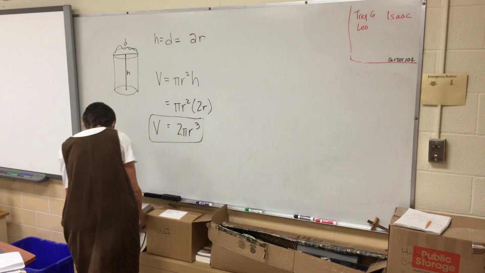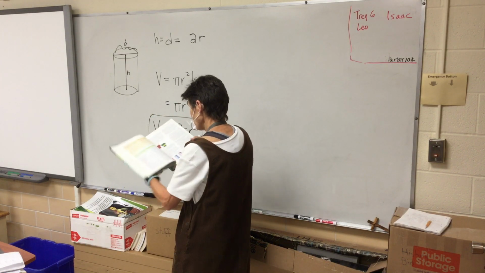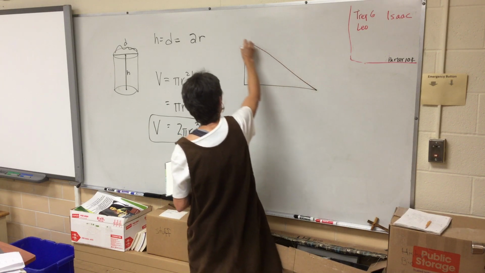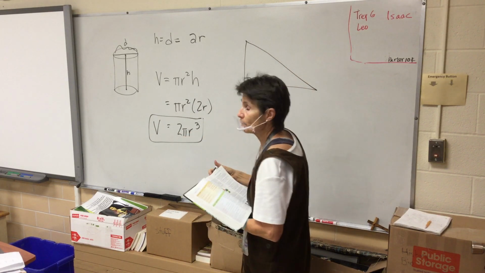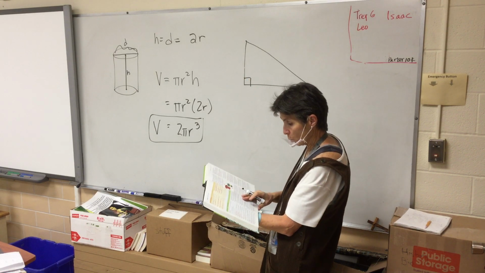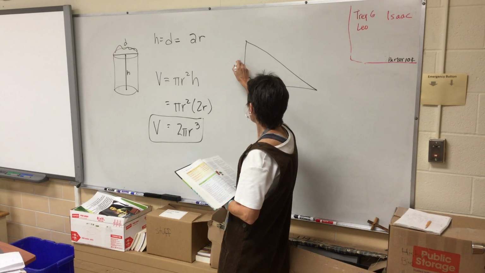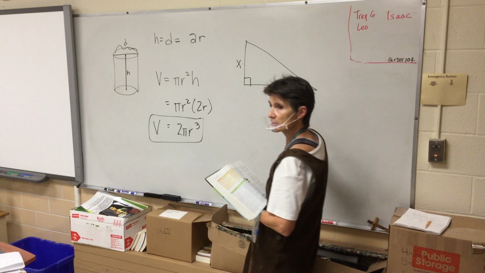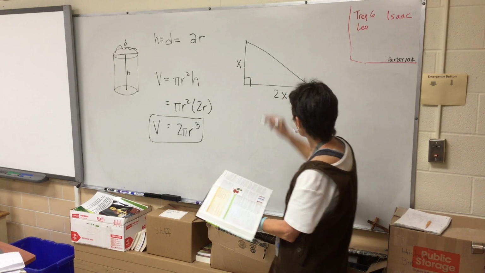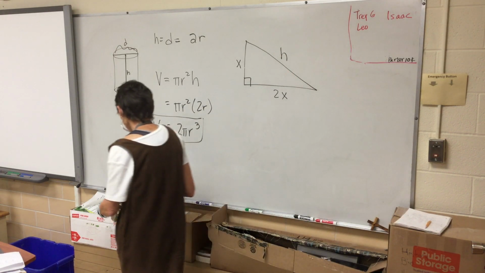All right, let's try another one. 16. One leg of a right triangle is twice as long as the other. So here's my right triangle. Remember, the legs are the two that make the right angle. It says one leg is twice as long as the other. So could I do x and 2x? Write the length of the hypotenuse as a function of the length of the shorter leg.